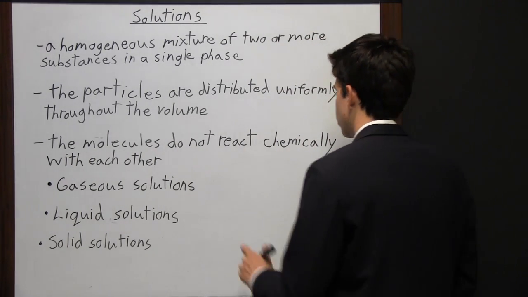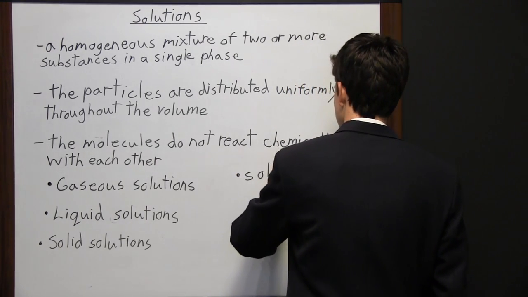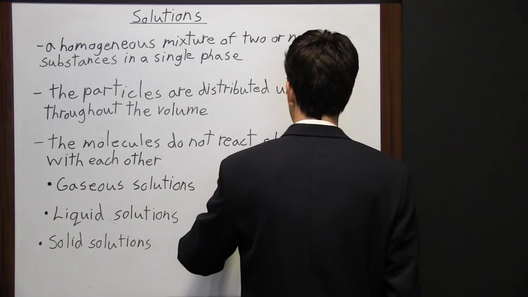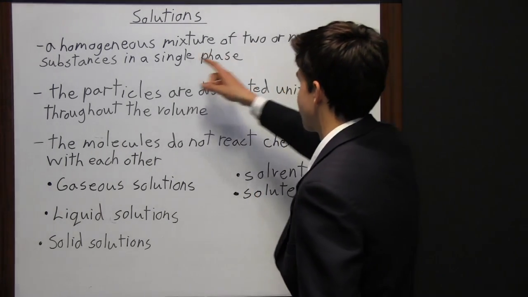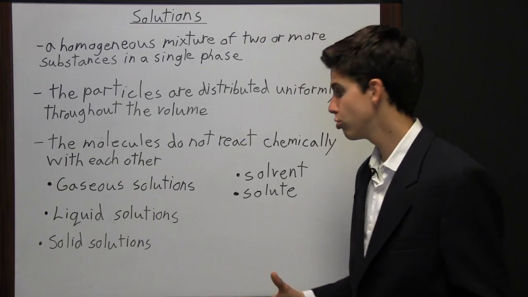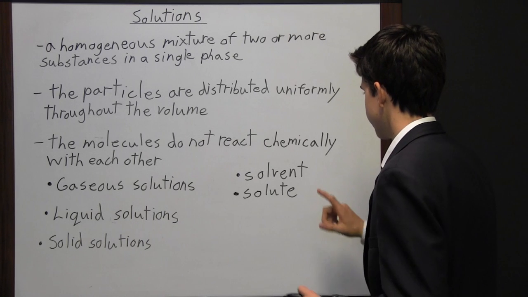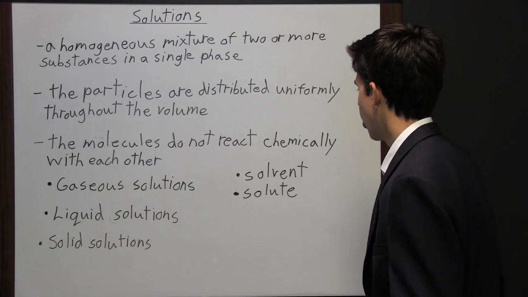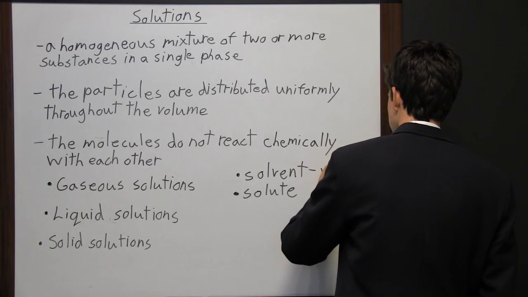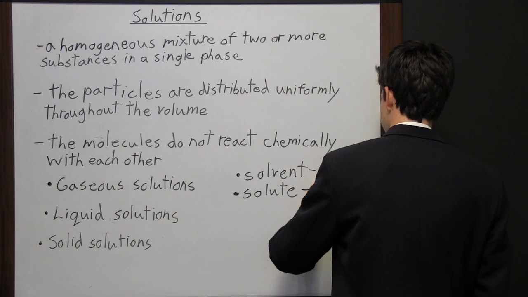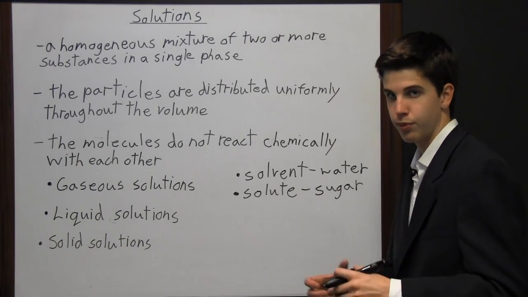So in any solution, you have two parts, the solvent and the solute. Now, like we said, a solution can be made up of two or more substances, but here we're just going to pretend that there's two substances. So we have one solvent and one solute. So consider water and sugar. The solvent here would be water, and the solute would be sugar. The solvent is what is dissolving something, and the solute is what is being dissolved.